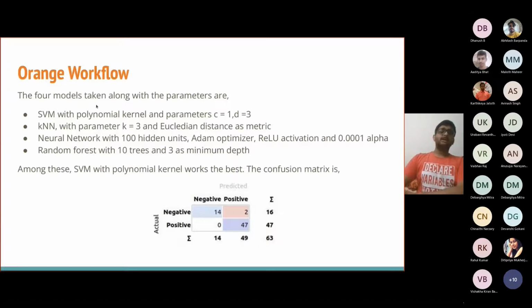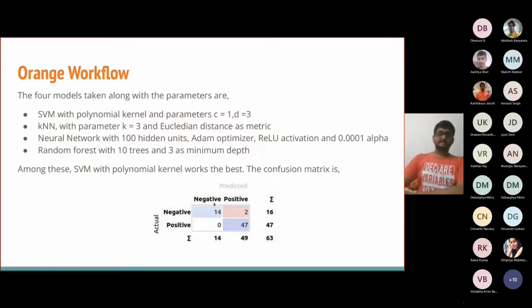Orange workflow. The 4 models taken along with their parameters are: SVM with polynomial kernel and parameters C equal to 1, D equal to 3. KNN with parameter k equal to 3 and Euclidean distance as metric. Neural network with 100 hidden units, Adam optimizer, ReLU activation and 0.0001 alpha. Random forest with 10 trees and 3 as minimum depth. Among these, SVM with polynomial kernel works the best.